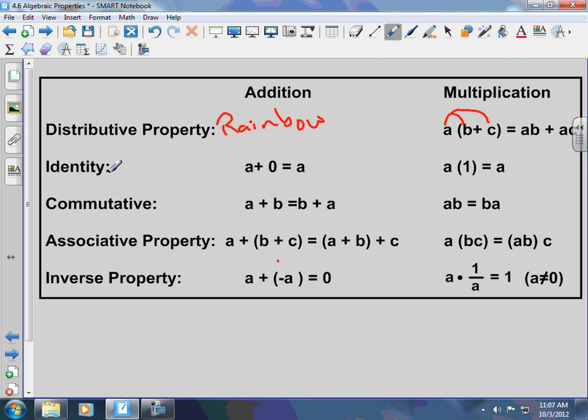Identity. Identity, I use ID. You get back your ID. There was an A. He was added to 0, but I got A back. There was an A. He was multiplied by 1, but I got A back. You get your identity back. Write down identity if you want. You're going to have to come up with something, okay?